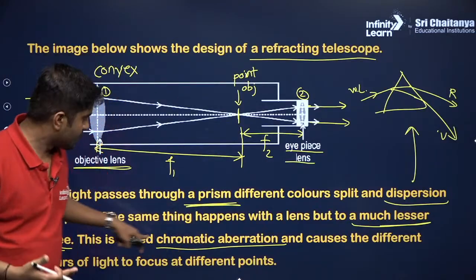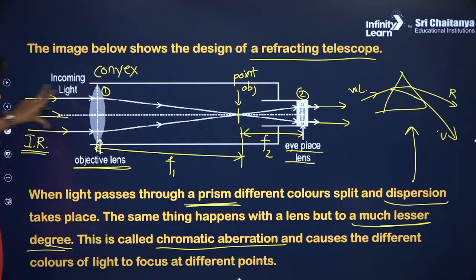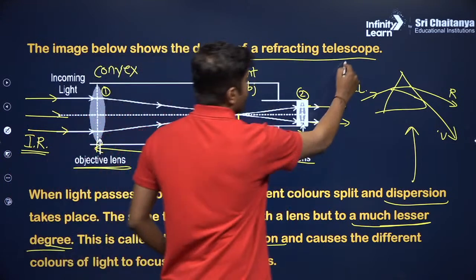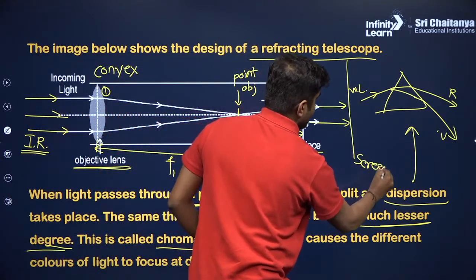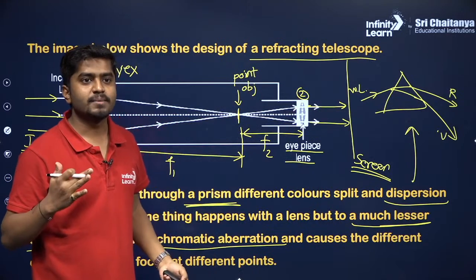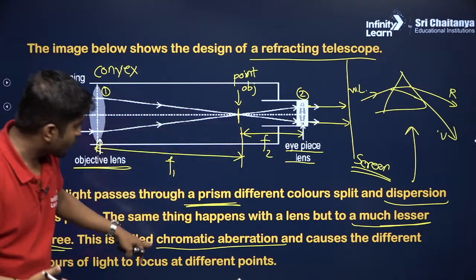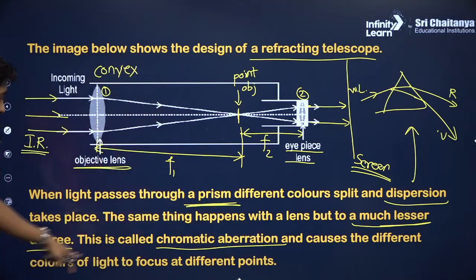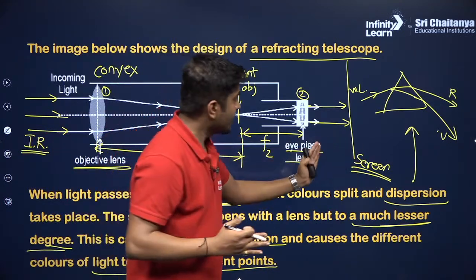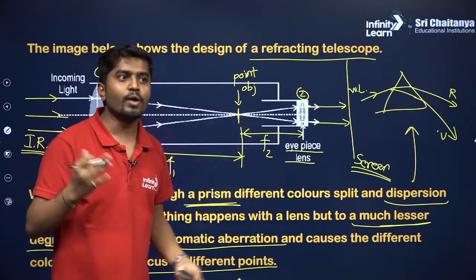So what is chromatic? Chroma means color. So the colors, all the colors they separate when the light passes through this first lens. Because of that, let's suppose if you put a screen here, so what will happen? One color will be focused, another color will not be focused, okay. That is called as chromatic aberration. Light focuses at different points. So at this screen, maybe only the red color will focus. If you move the screen backward, then maybe green will focus. So different colors will focus at different locations, okay.